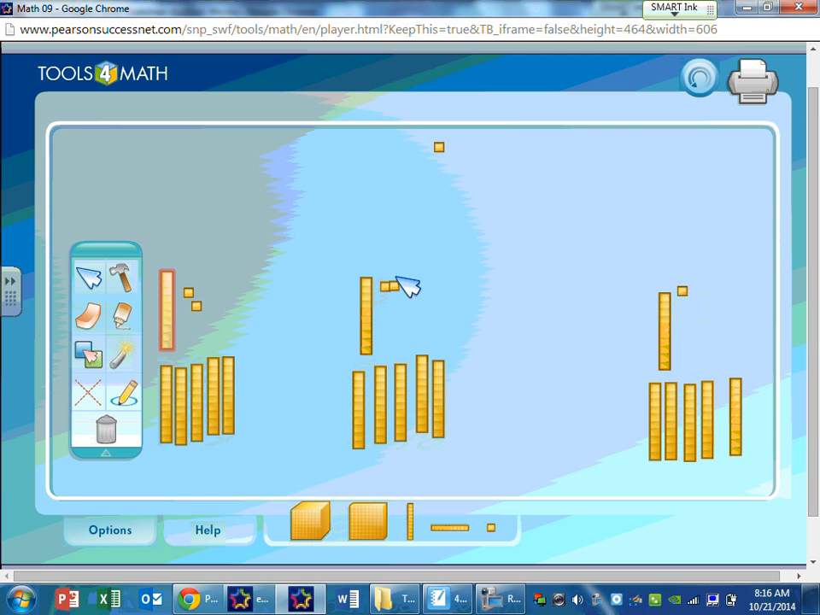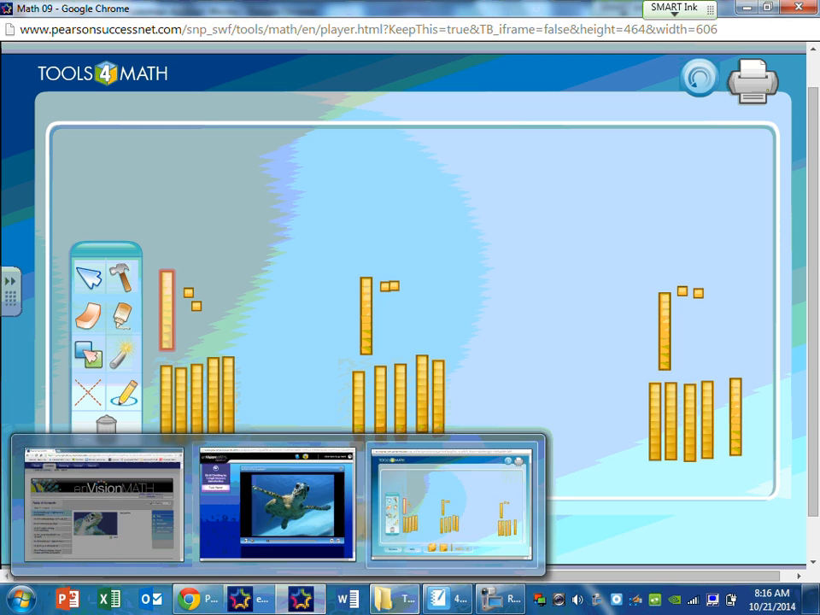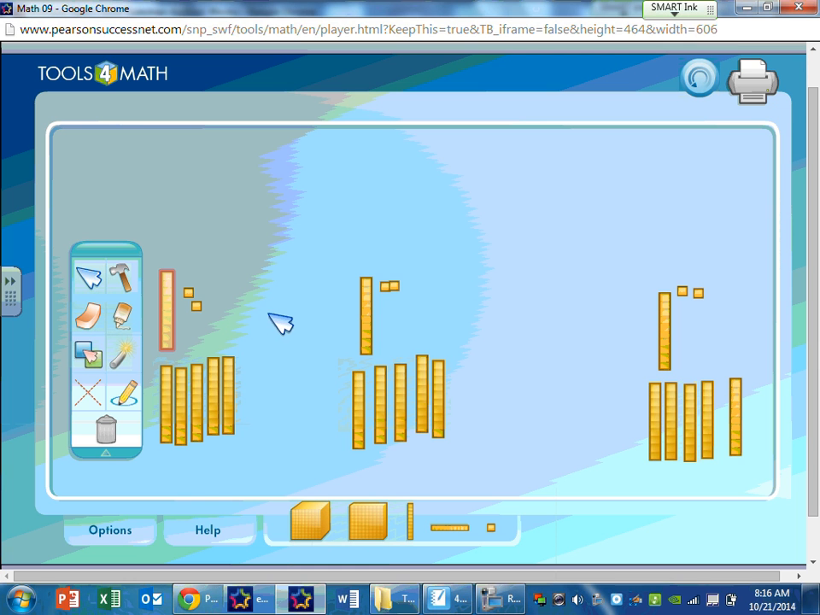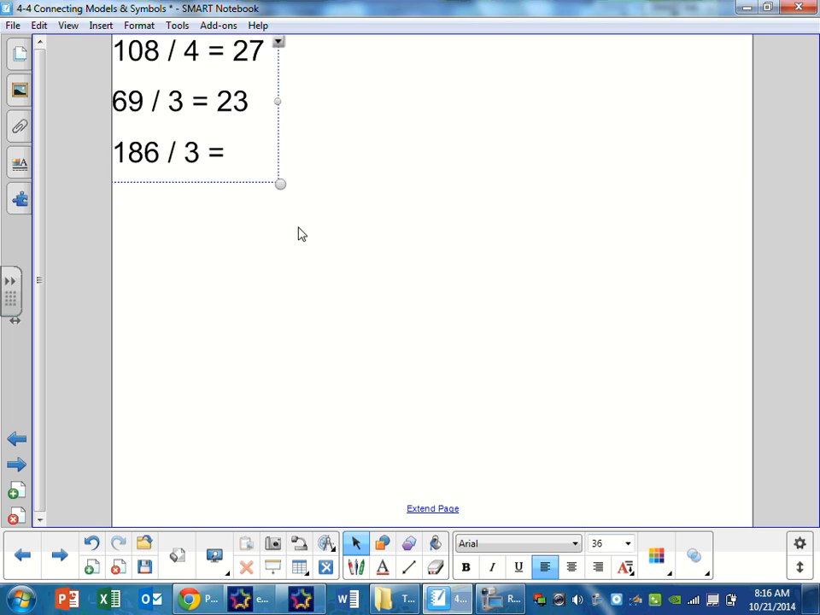Divide 6 ones, and I know that 6 divided by 3 is going to give me 2, so I have 2 ones in each group. So 186 divided by 3 is going to give me 10, 20, 30, 40, 50, 60, 62. So I have 62 in each group. 186 divided by 3 is going to give me 62.